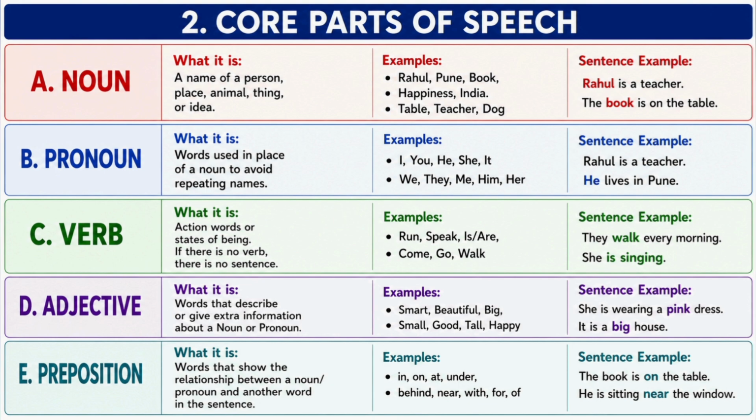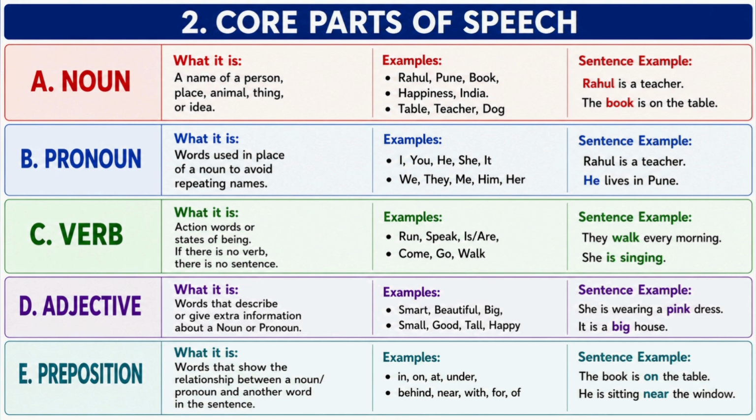In application, we see them in sentences like, Rahul is a teacher, or, the book is on the table. Second is the pronoun. Pronouns are words used explicitly in place of a noun to avoid repetitive naming. Instead of repeating a name like Rahul, we substitute a pronoun. For example, we can say, Rahul is a teacher, he lives in Pune. Other primary pronouns include I, you, he, she, it, we, they, me, him, and her.